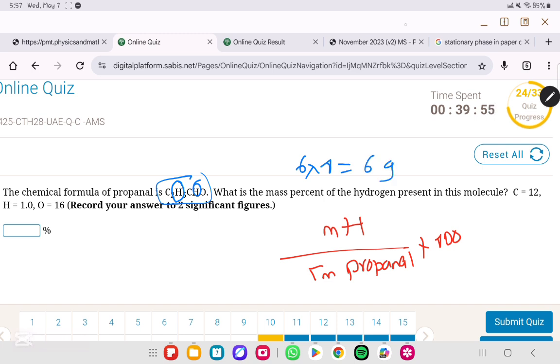Or not 6 grams, just 6, okay? So it's gonna be 6 over the molar mass of propanol. What is the molar mass of propanol? It's C2H5CHO.